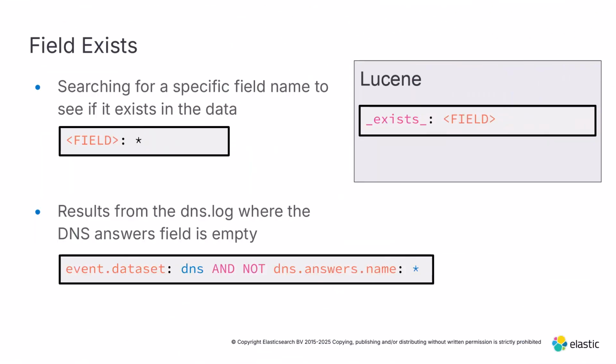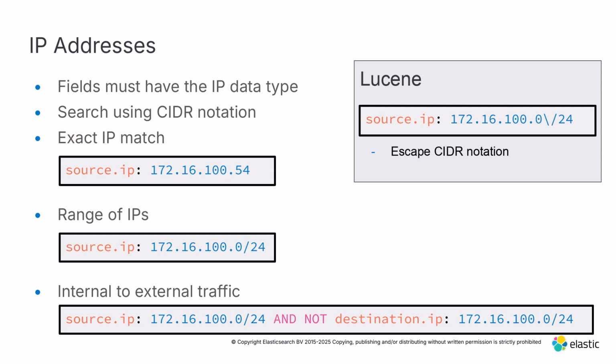With the Lucene query, it's going to use _exist_ followed by the field name. We can search for individual IP addresses or do a range search with CIDR notation as long as it is mapped as an IP data type.